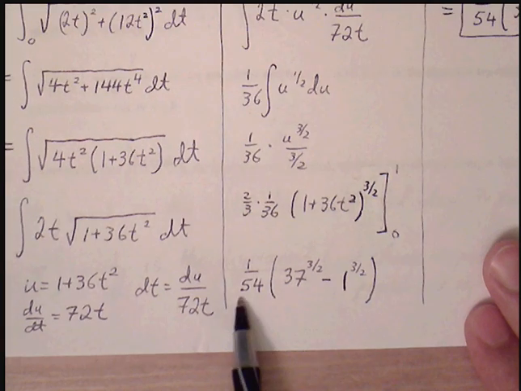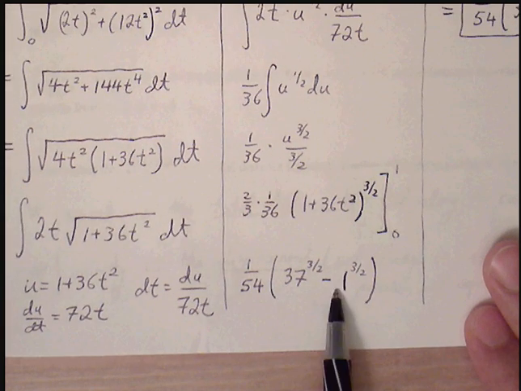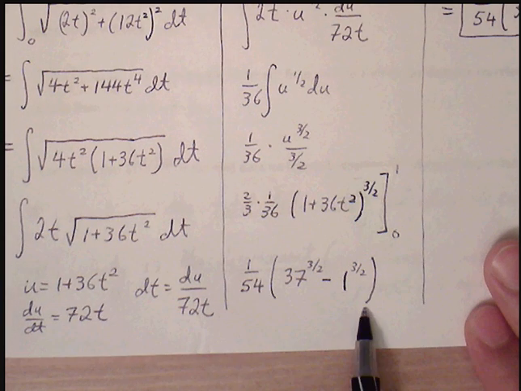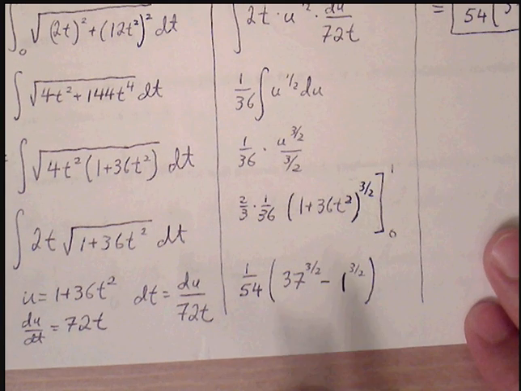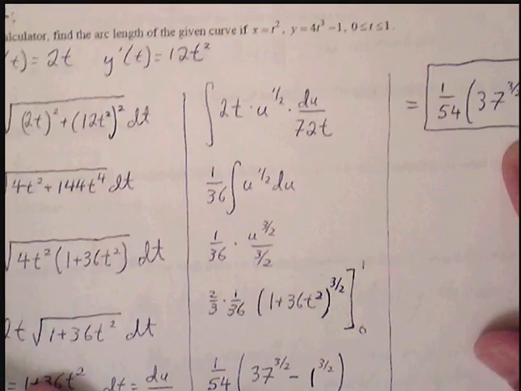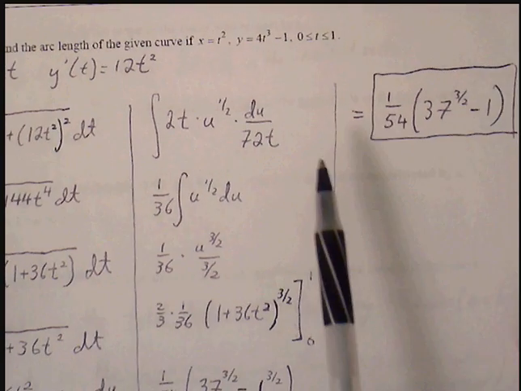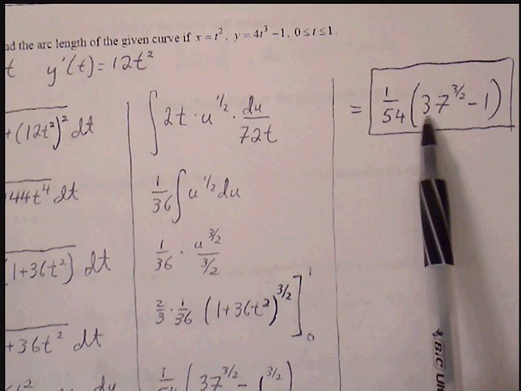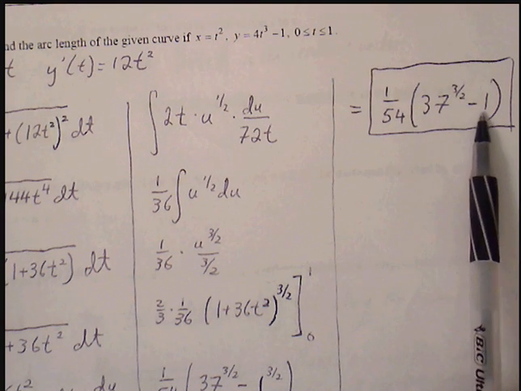And this is not going to produce a nice number for us, but we do know that this is going to be a positive length. And this is probably the exact value that we can provide. So our parametric arc length will be 1 over 54 times 37 to the 3/2 minus 1.